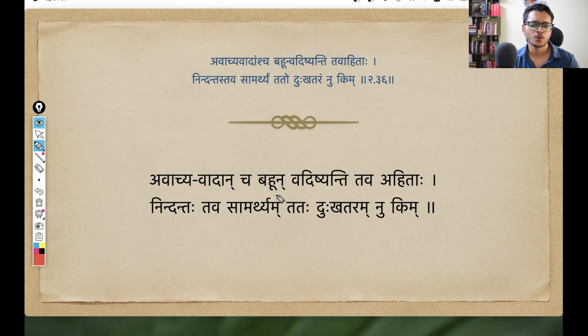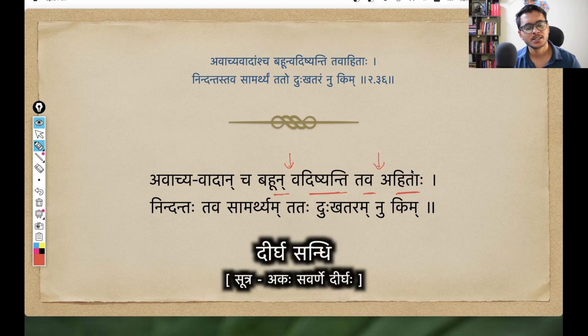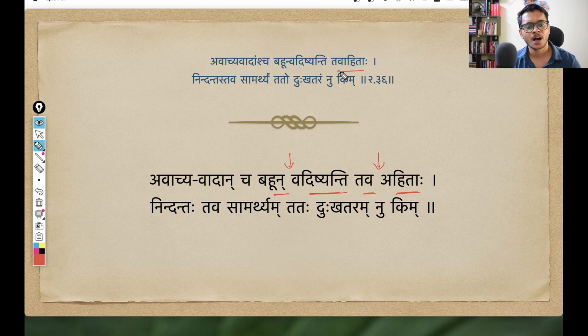Then if we move on, we have bahun vadishyanti. Here there is no sandhi happening. It is just how the words combine in Sanskrit, right? But then we can spot another sandhi between these two padas, tava ahitaha. Here dirgha sandhi is happening, savarna dirgha sandhi, due to which tava ahitaha combines as tavahitaha.